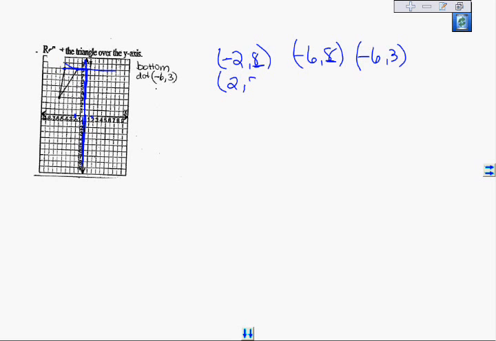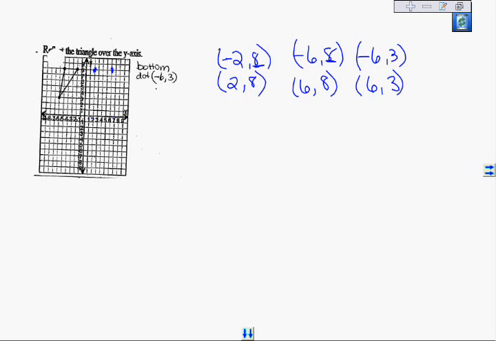So the 8 stays the same. So my new coordinate here is 2, right 2 up 8. -6, 8. I'm flipping over the y, so I need to change the x. Right 6 up 8. Starting to look a little like a reflection. Flipping over the y, change the x. 6, 3. Don't change the y if you're flipping over the y.